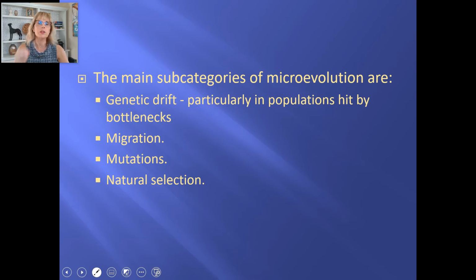We're going to talk about some subcategories of what are known as microevolution. We describe something as microevolution when it happens on a time scale that we can, as scientists, observe and document. So microevolution subcategories are genetic drift, migration, the effect of mutations, and then we can see it with natural selection.